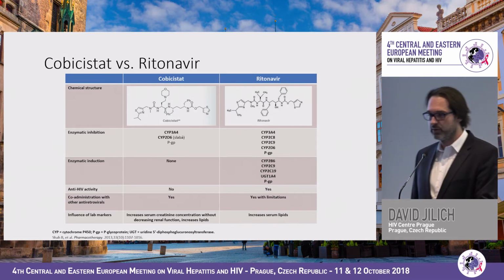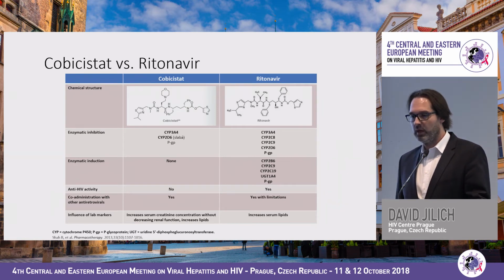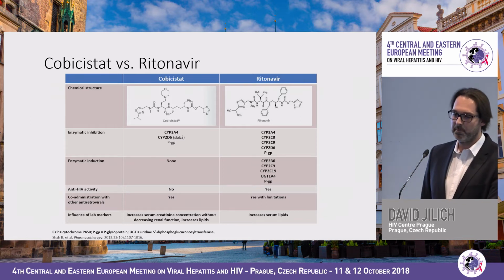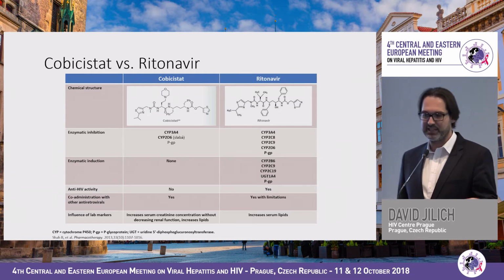Ritonavir, as an older version, contained the potential of drug-drug interaction, as well as some potential of hepatotoxicity and also intolerance by some patients. But even cobicistat has a potential to cause many drug-drug interactions, as we have already seen at the previous slide.